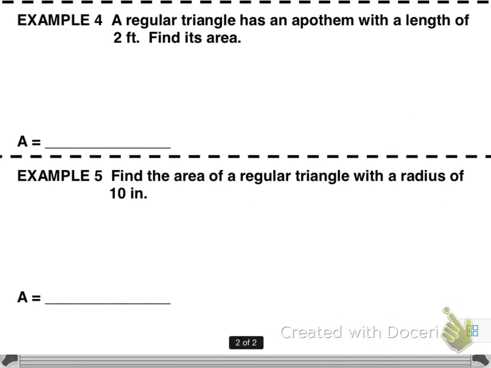Okay, for the last 2 examples of these notes, I feel like it gets a little bit easier because they're giving us information that will, to me, make it a little bit easier to solve. But let's go ahead and start off with drawing the picture. Remember that your apothem is from the center to the midpoint out of the 30, 60, 90 triangle. So our apothem is 2 for this one.